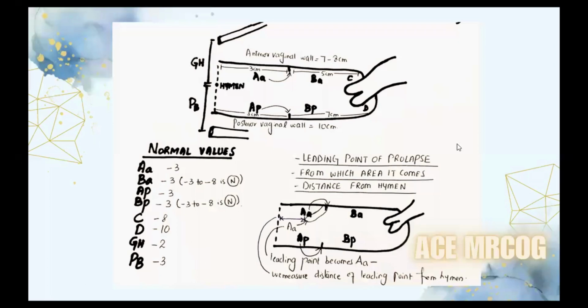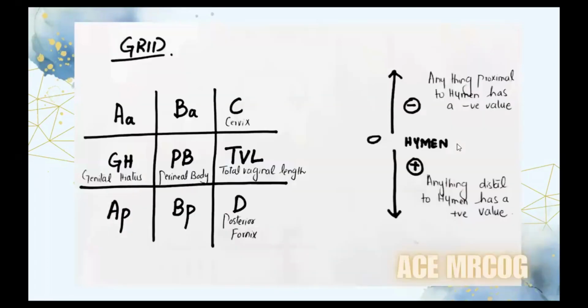So let's learn about the grid. Okay, so this is the grid. You need to learn about the grid. I told you a very simple rule that whatever is behind the hymen, or that is proximal to hymen, has a negative value, and anything that is distal to the hymen or outside the hymen has a positive value. Okay, so this is a simple rule. This is the grid that we need to remember.